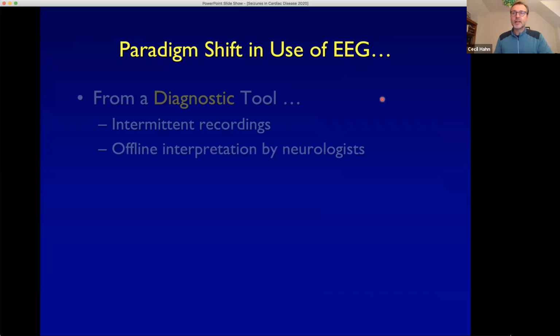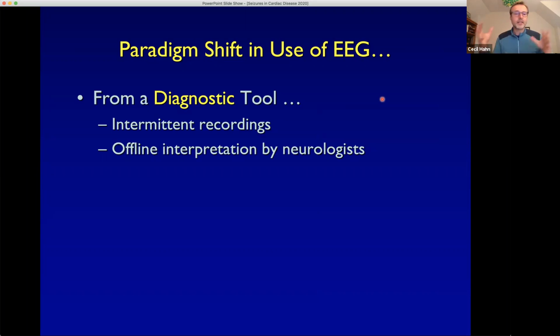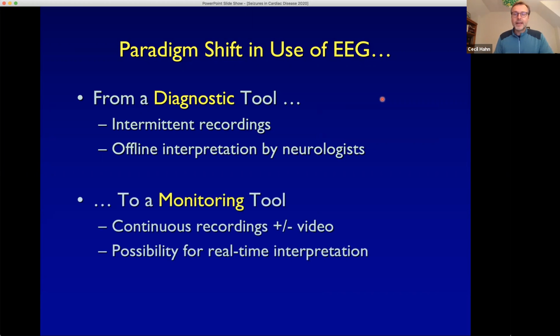And there's been a paradigm shift in how we use EEG. It used to be a diagnostic tool where the technologist would come to the bedside and do a 30-minute recording, take it up to the lab, and we'd look at it at some point, maybe the next day. But now it's a monitoring tool with continuous recordings, with video, and the possibility, at least, of real-time interpretation.